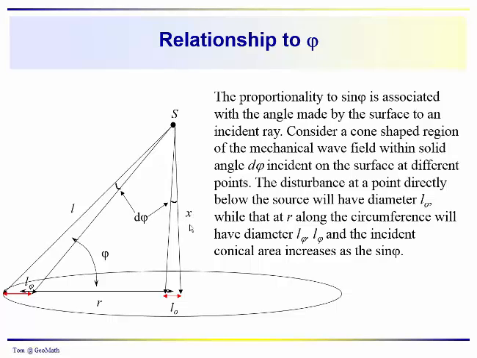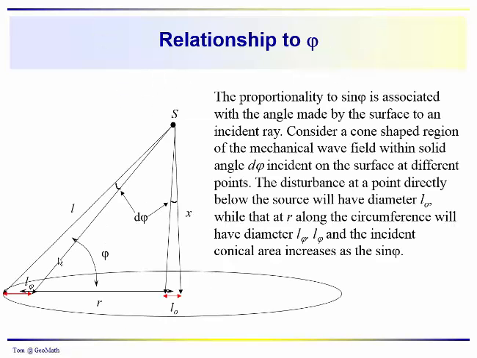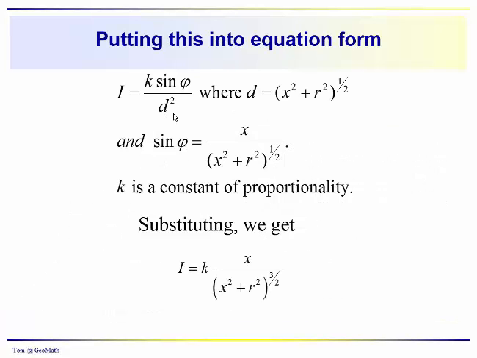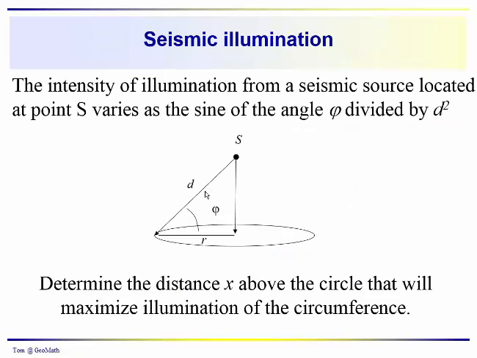So this distance over here is going to increase from its distance over here immediately, directly beneath the source. We're interested to determine the source elevation so that we maximize the illumination along the circumference. So in equation form, then, we have intensity. We're saying that it's proportional to the sine of this angle divided by d squared. That's this distance here, or over here.